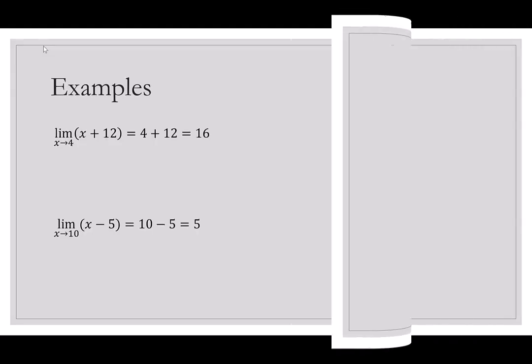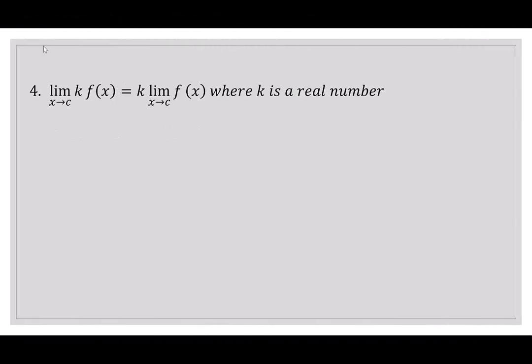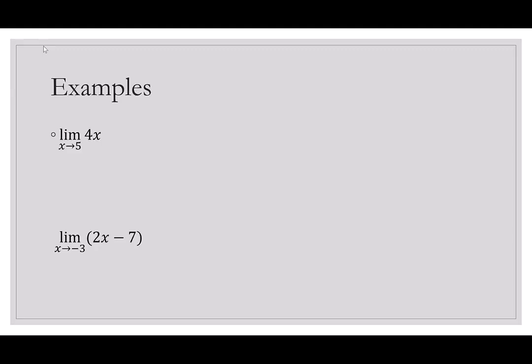plug it into the function, and evaluate. If I throw a coefficient in, so the limit as x goes to c of k times f of x, well, the coefficient could come out, so we could just remove it and say k times the limit as x goes to c of f of x, and k is a real number. You actually don't have to pull the number out. You can just plug the number in and use it. So if I have the limit as x goes to 5 of 4x, we can just do 4 times 5 is 20.